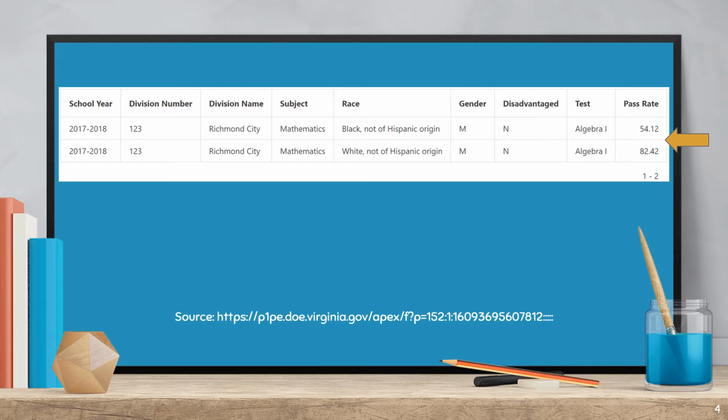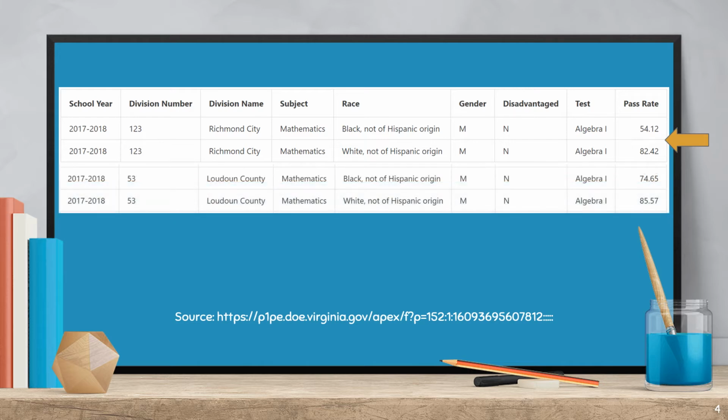Now let's add the same data from one of Virginia's wealthiest counties, Loudoun. Here again, we can see a gap between race, with white males in Loudoun outperforming black males by about 19 points. There is less of a gap between white Richmond and white Loudoun males.